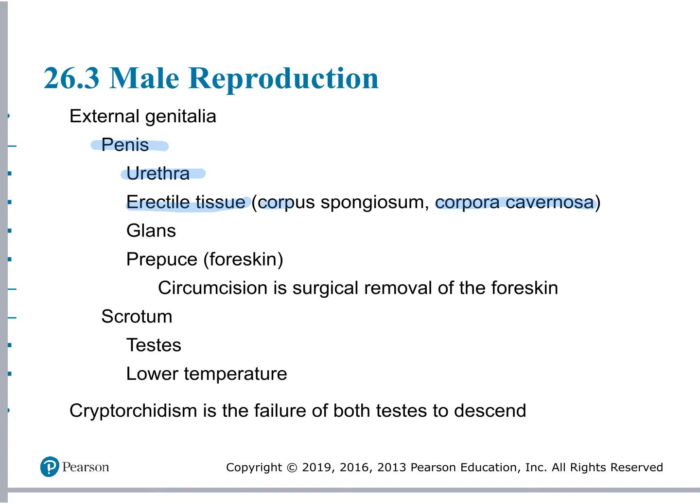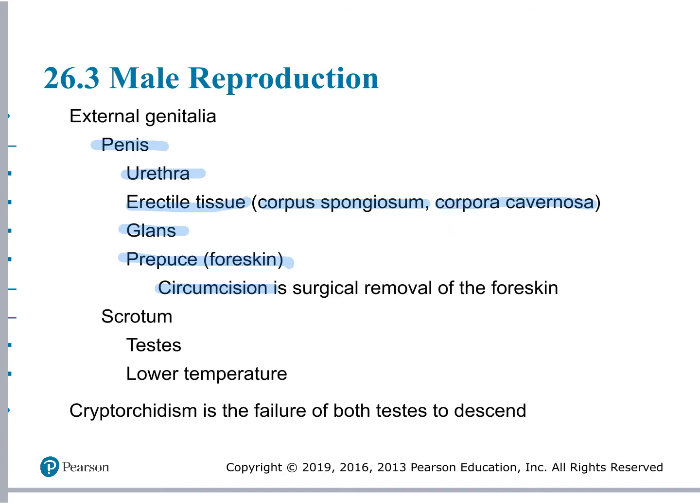Most of the penis erectile tissue is corpus cavernosum. Then you have corpus spongiosum. Corpus spongiosum surrounds the urethra. It's on the ventral surface of the penis and actually forms the glans penis. So the glans penis is the head of the penis. It is made of corpus spongiosum tissue. And then there's a piece of tissue that surrounds the glans penis and is known as the prepuce or the foreskin. And this is the part that is removed during a circumcision, not the penis like some people might think.